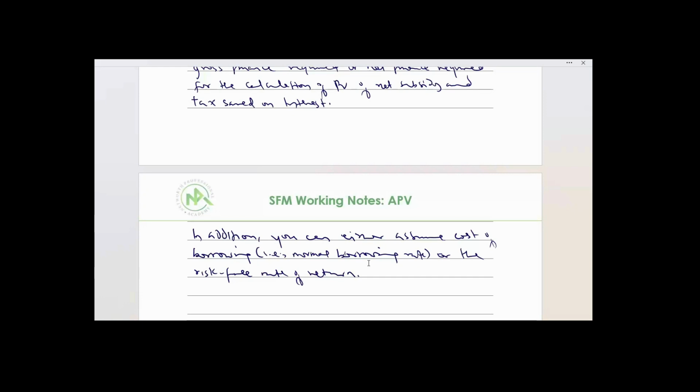There is no penalty for that. So nobody will tell you, except if the examiner says otherwise. At times, the examiner may ask you to use either cost of borrowing or risk-free rate of return for your financing effect cash flow. But where the examiner is silent, you are at liberty to use any one. However, at all times, I will advise you to always use cost of borrowing because cost of borrowing will always be higher than the risk-free rate of return. Okay? So that's for that.